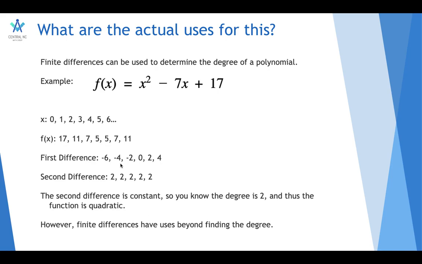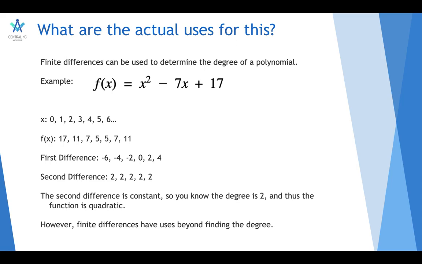And to get from here to here, you would add 2. To get from here to here, you would add 2, and again, and again. To get from here to here, surprisingly, you would add 2. And to get from here to here, you would also add 2. So by the time you reach your second difference, it's completely constant. So you know that the degree is 2, and the function is quadratic.